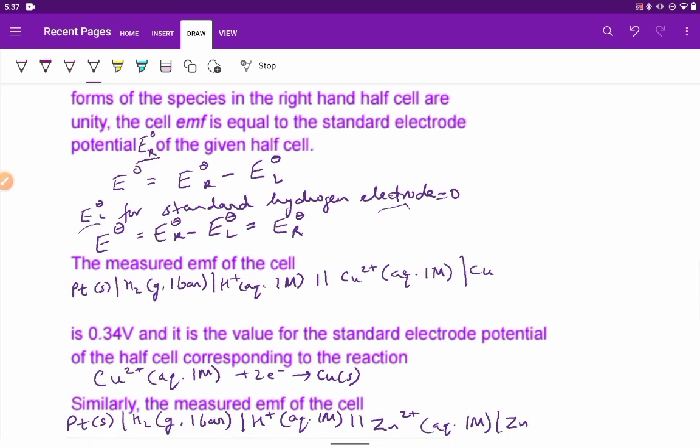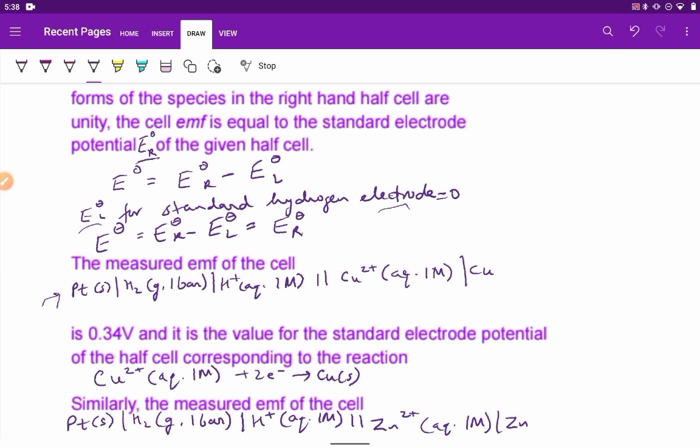Now if we take a cell, just now I told that the standard hydrogen electrode is a platinum reference electrode. It consists of a platinum electrode coated with platinum black and it is dipped in a solution of 1 molar HCl. So it is represented like this: Pt solid, H2 gas 1 bar, H plus aqueous 1 molar, and the other one is the copper electrode, Cu2 plus aqueous 1 molar, Cu.